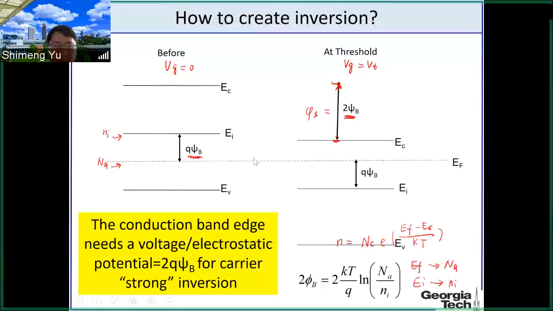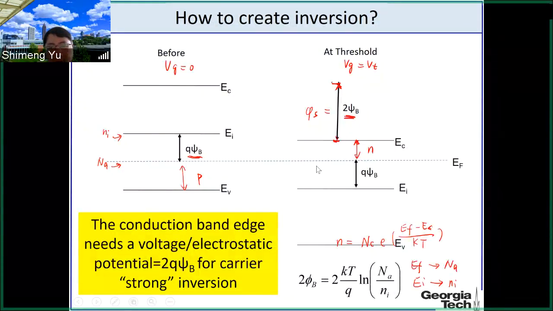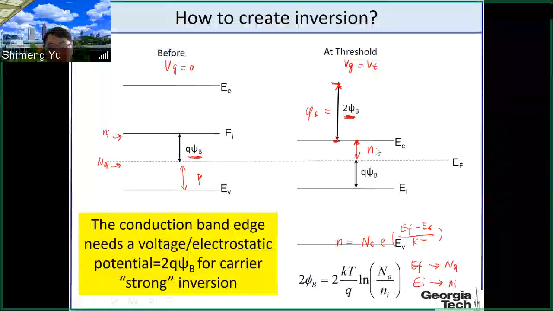Or in other words, the relative distance between the EF and the EV will determine the hole density, right? And then at the threshold, if you look at the EF and the EC, the distance will define the electron density. So basically, this strong inversion says that the hole density before you apply voltage equals the electron density at the threshold. So the surface is strongly inverted to be n-type, as strong as this p-type originally, because the distance is the same in this definition.